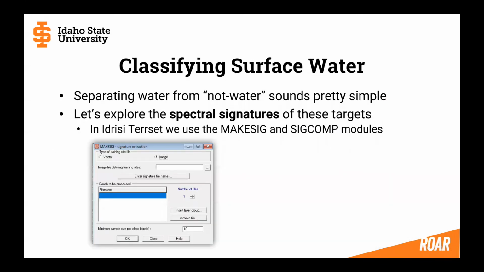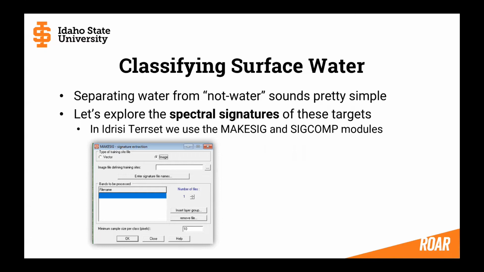And then I'm going to start classifying water versus not water. So I've already separated water from not water. Well, that sounds pretty simple. I could zoom in and look around at those 30, 40 points, and that was pretty easy for me to do. But of course, we have probably hundreds of thousands of pixels in the study area, and I don't want to do that by hand.